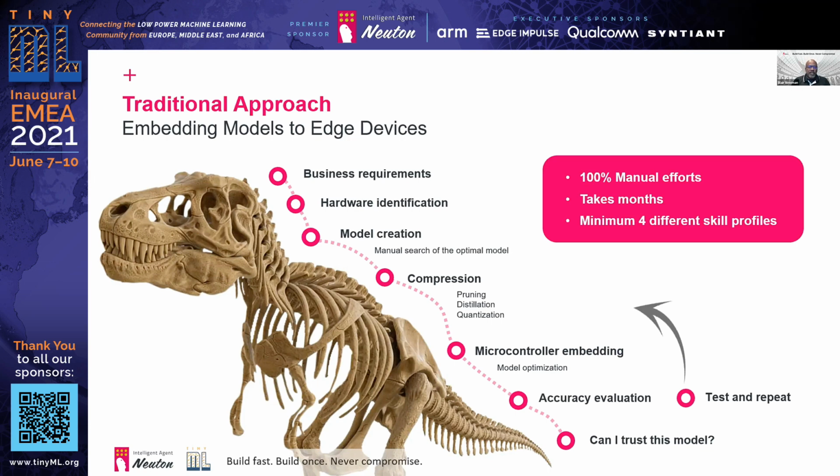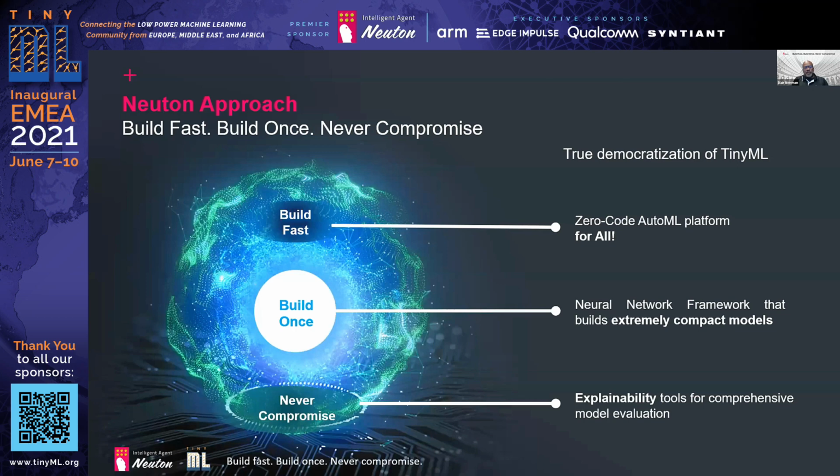So what I'd like to share with you guys now is how we can flip this paradigm completely on its head. And that's where Newton comes into play. Our solution allows you to build fast, build once, and never compromise your accuracy or your requirements along the way. Newton is the start of the true democratization of TinyML. Our platform is a zero-code solution that enables anyone to build a model in one iteration without compromising accuracy.